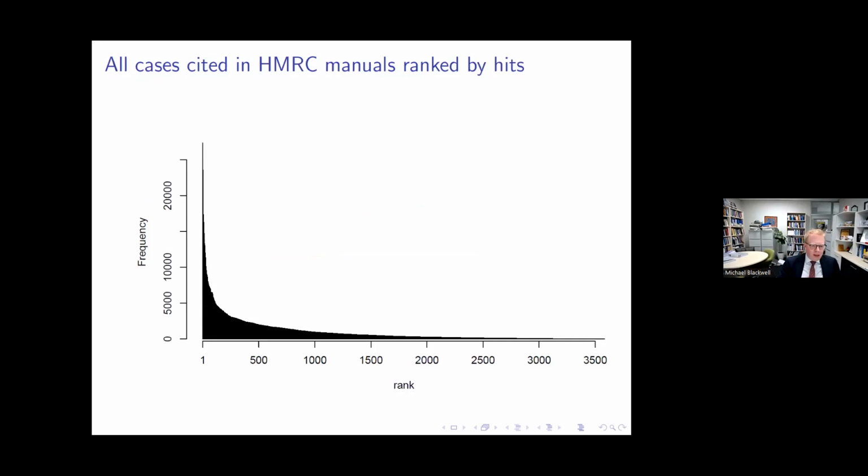So just a few introductions to brief descriptive statistics. Looking at, as I say, HMRC's manuals and which cases are cited in the manuals, weighting the pages by the number of hits that each page gets. And I've ranked each case from the one that gets the most weighted hits to the one that gets the least. And you'll see that the most cited case gets like 30,000 hits.